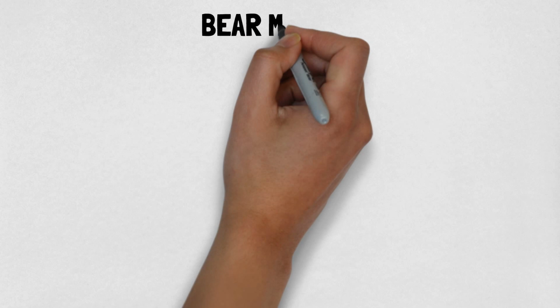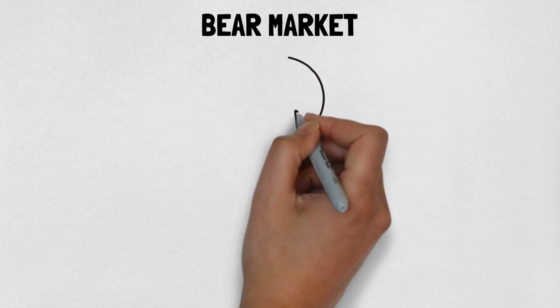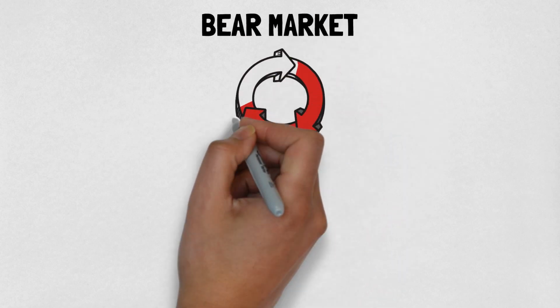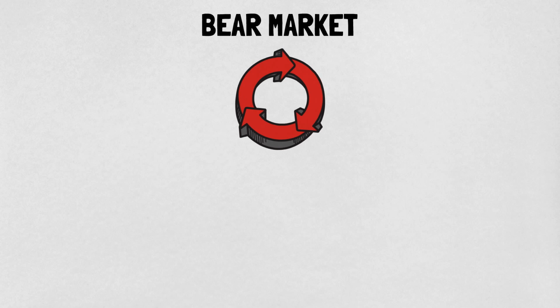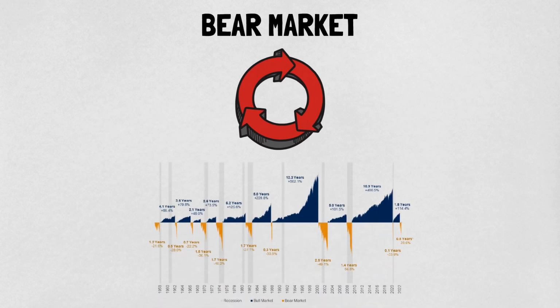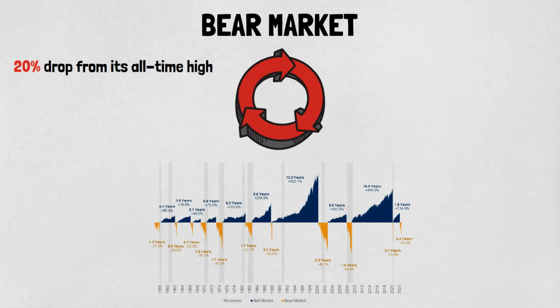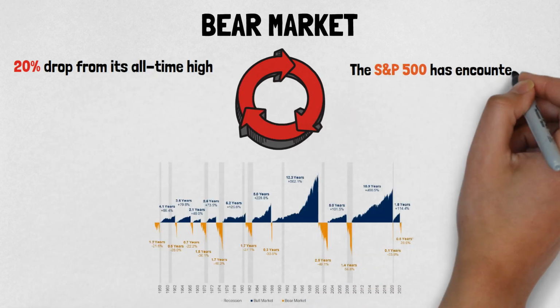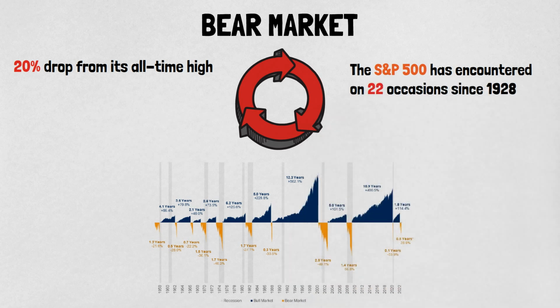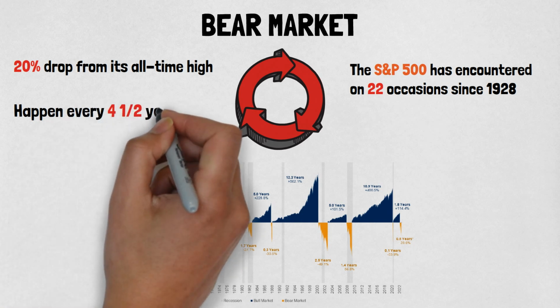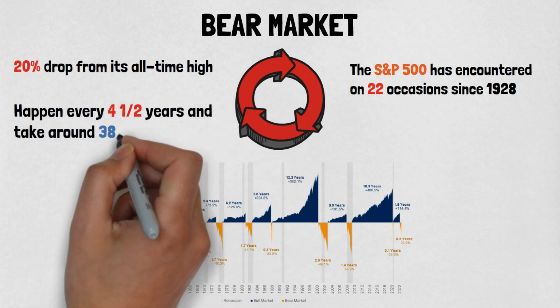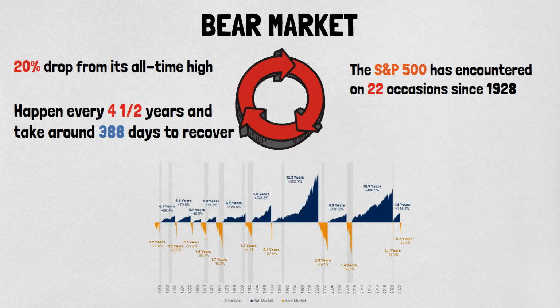Third on the list is bear market. Bear markets are a normal part of the stock market cycle and should not cause panic. While they can be unsettling, it's important to remember that these events are not unusual and have occurred throughout history. It occurs when the market experiences a 20% drop from its all-time high. The S&P 500 has encountered one on 22 occasions since 1928. On average, these bear markets happen every 4.5 years and typically take around 388 days to recover.